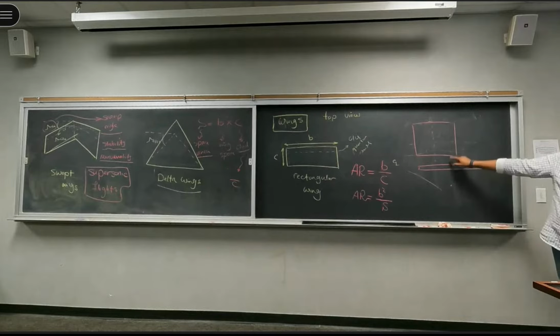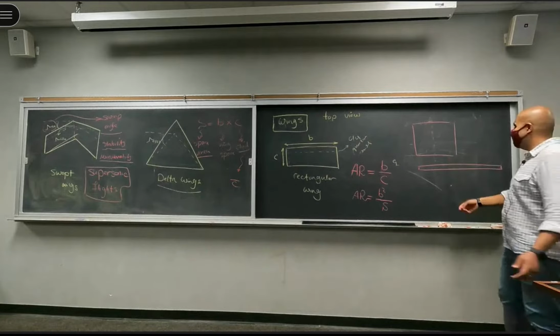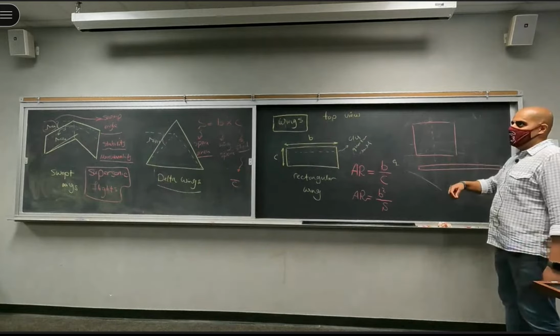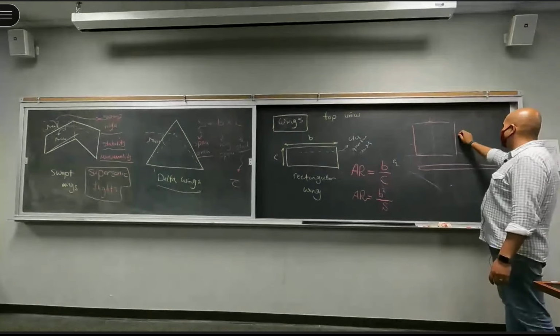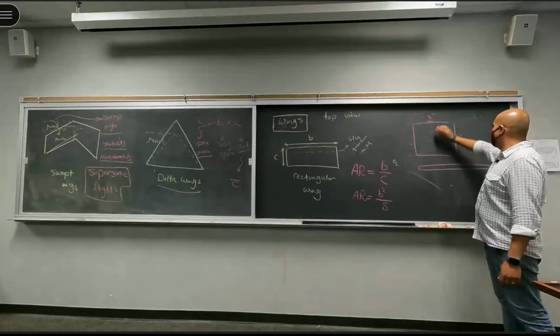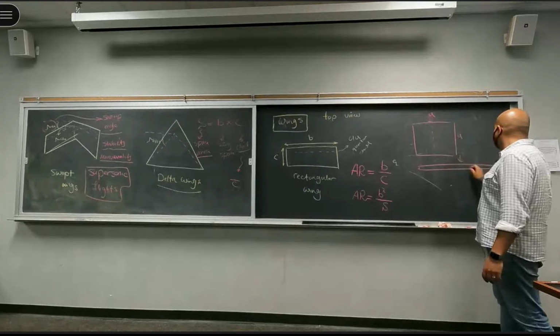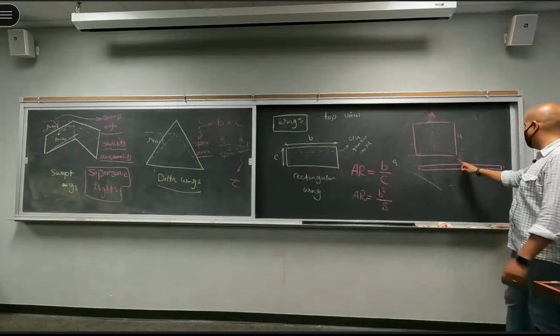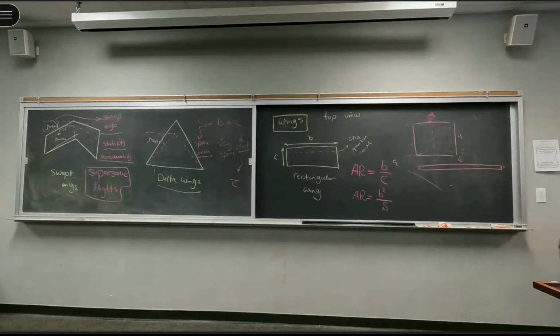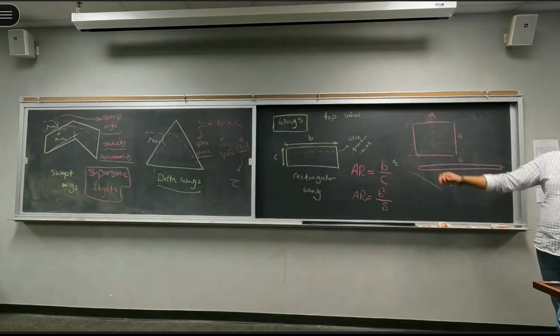Let's say these two have the same area, right? Let's say this one has, I don't know, 4 by 4, 16 meters by 1, right? Aspect ratio of 16, aspect ratio of 1, same area. What would be the difference here? So you have the same amount of air, right?